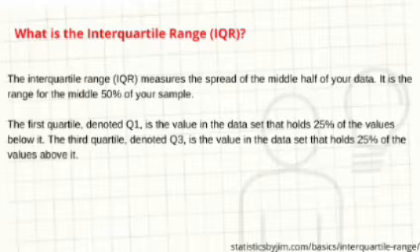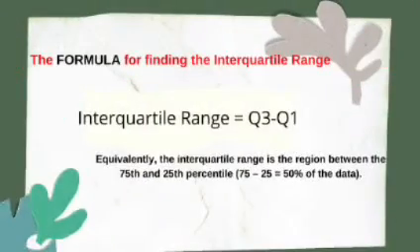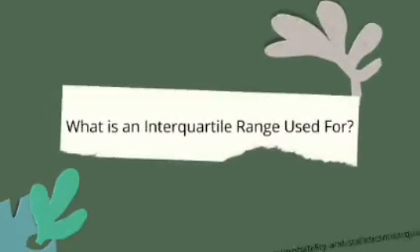The first quartile, denoted Q1, is the value in the dataset that holds 25% of the values below it. The third quartile, denoted Q3, is the value in the dataset that holds 25% of the values above it. The formula for finding the interquartile range is IQR equals Q3 minus Q1. Equivalently, the interquartile range is the region between the 75th and 25th percentile, or 75 minus 25 equals 50% of the data.